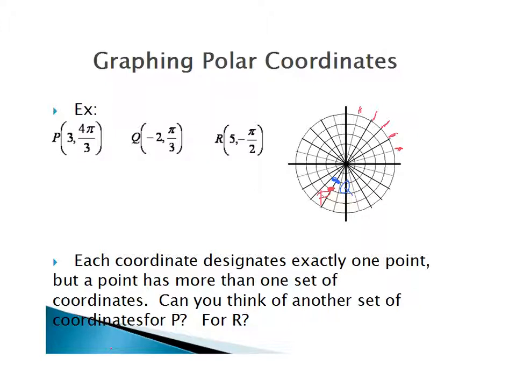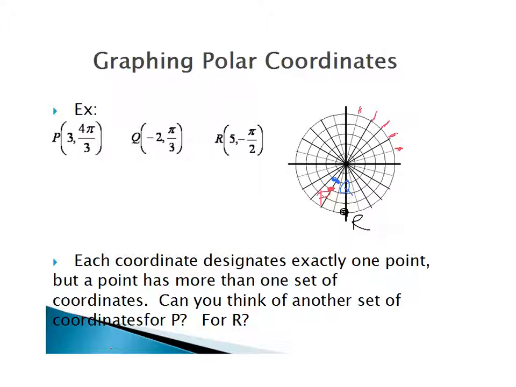All right, last one, point R. This one, the r value is positive. That's good, but this time the angle is negative. Well, think unit circle. Negative angles are just like they always have been. It just means you're wrapping backwards. If I'm going to be on the 5th ring out, right here, but I'm going to wrap backwards pi over 2, it's going to land right here. And that's point R.